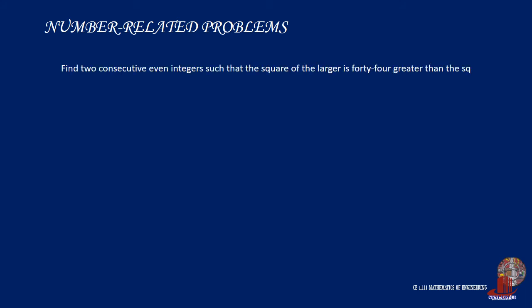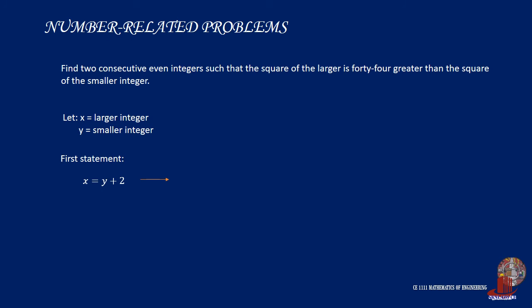Let's solve the other example. Find two consecutive even integers such that the square of the larger is 44 greater than the square of the smaller integer. We assume x as the larger integer and y as the smaller integer. From the first statement, it states that x is equal to y plus 2 as they are consecutive even integers, and we designate it as equation 1.